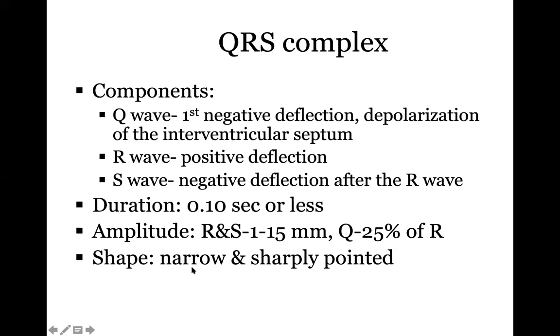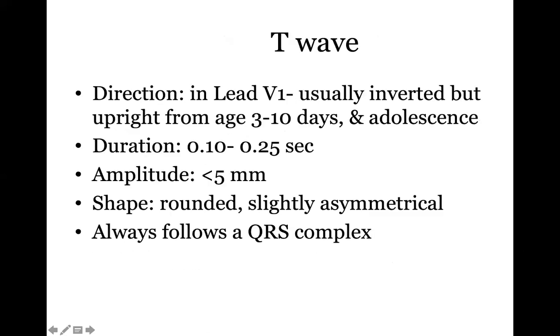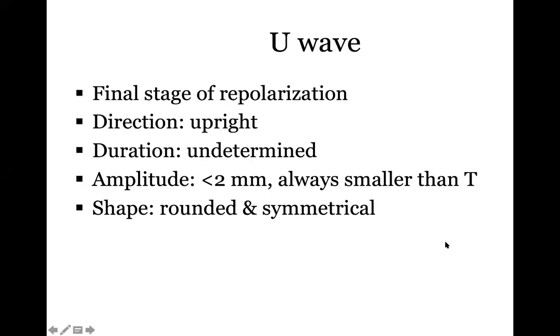Q wave is 25% of the R. So the shape is narrow and sharply pointed. The T wave, which in lead V1 is usually inverted, but upright from age 3 to 10 days and in adolescents. The duration is 0.10 to 0.25 and the amplitude is less than 5 millimeters. It is rounded and slightly asymmetrical and always follows a QRS complex.